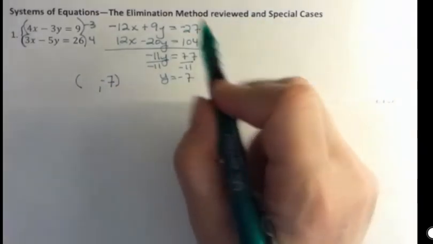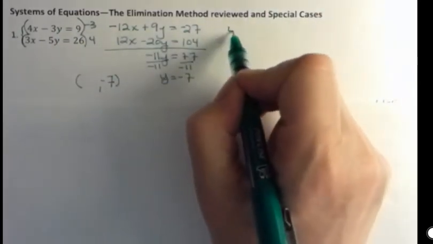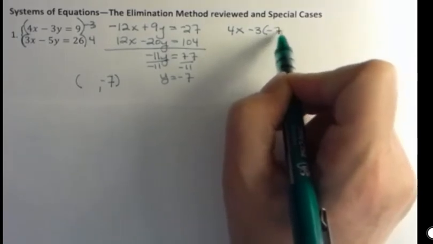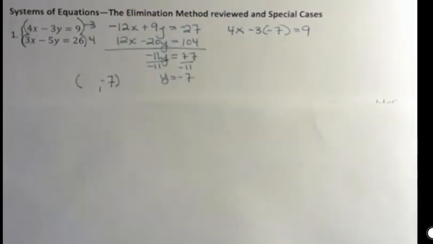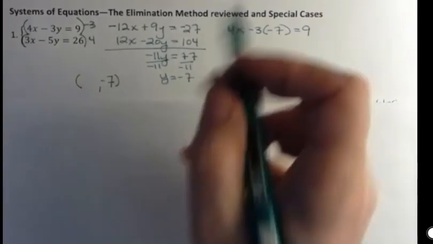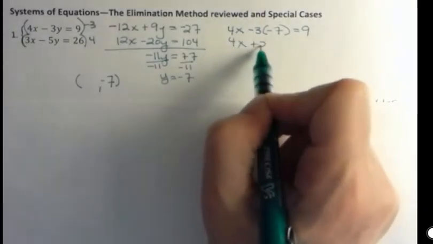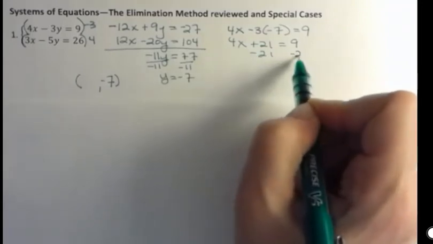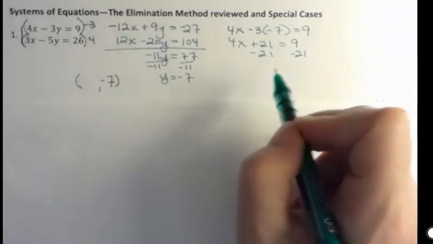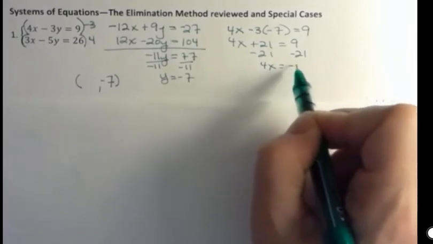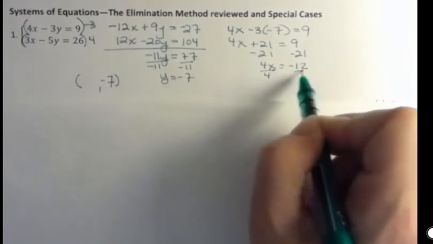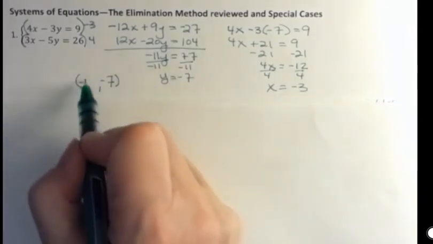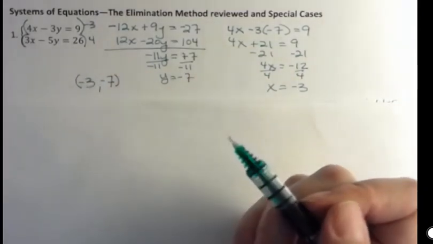I'm going to go back to either one of my equations. I'm going to pick this one. 4x minus 3 times -7 is 9. If I solve that, now I'm going to find out what x is. So I have 4x plus 21 is 9. And if I subtract 21 from both sides, I get 4x equals -12. Divide both sides by 4, and x is -3. So I get -3, -7.